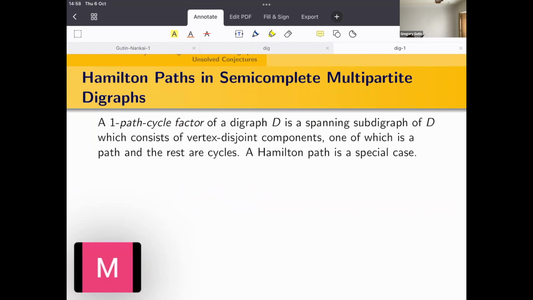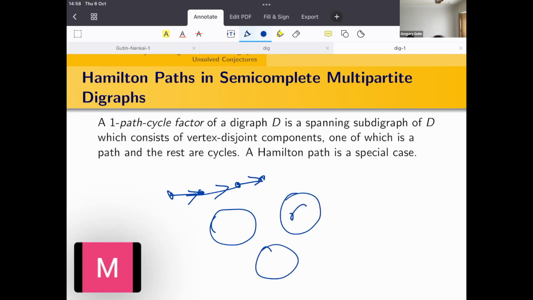A one-path cycle factor of a digraph is a spanning subdigraph of T which consists of vertex-disjoint components, one of which is a path and the rest are cycles. So you see, for example, in a graph, as a subgraph, you have a path, and then you also have some cycles. If they are all disjoint and cover all the vertices, then it's called a one-path cycle factor. One path means it's just one path and the rest are cycles. This definition also includes the case when there are no cycles, only a path. So having a one-path cycle factor is a necessary condition for a digraph to have a Hamilton path, right?